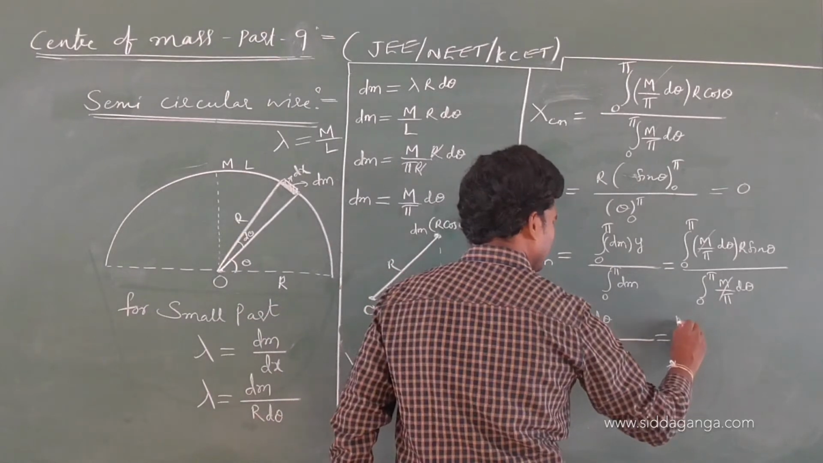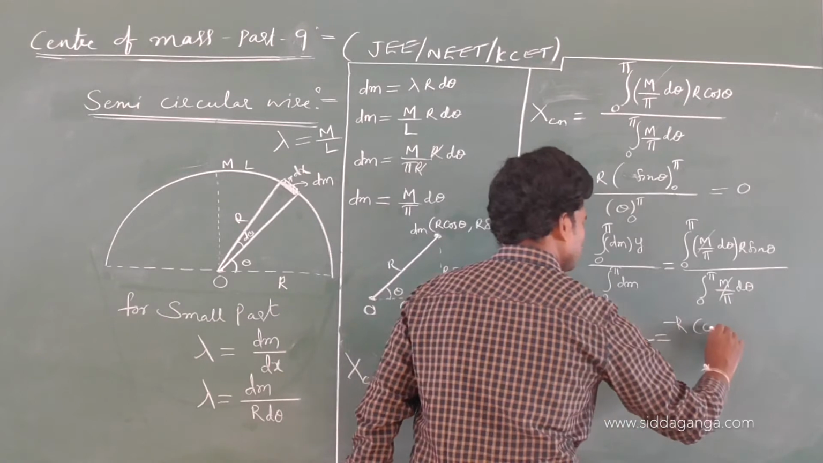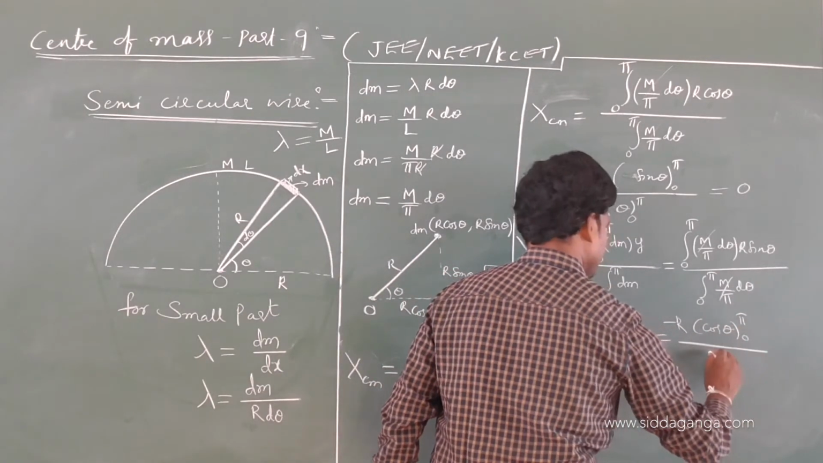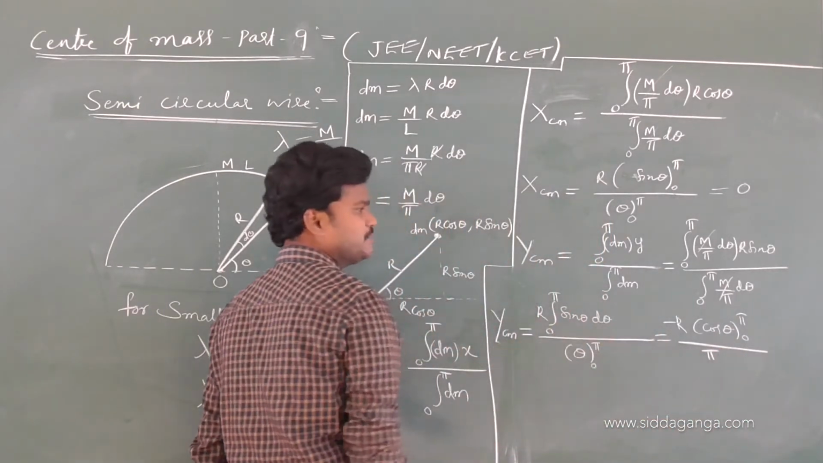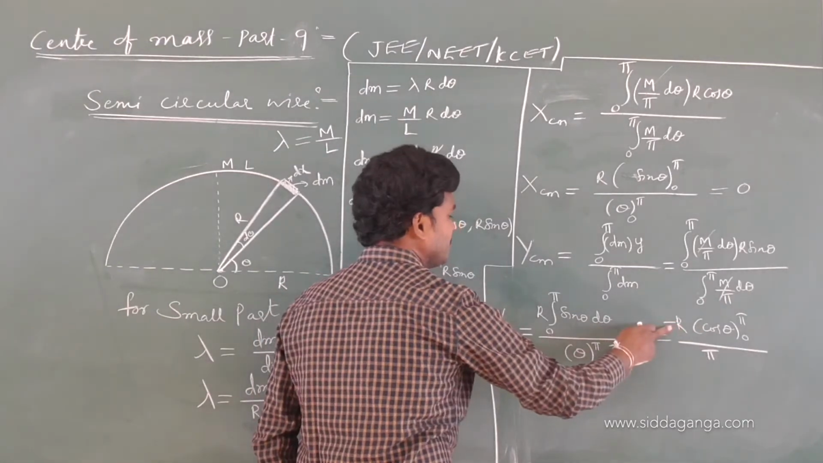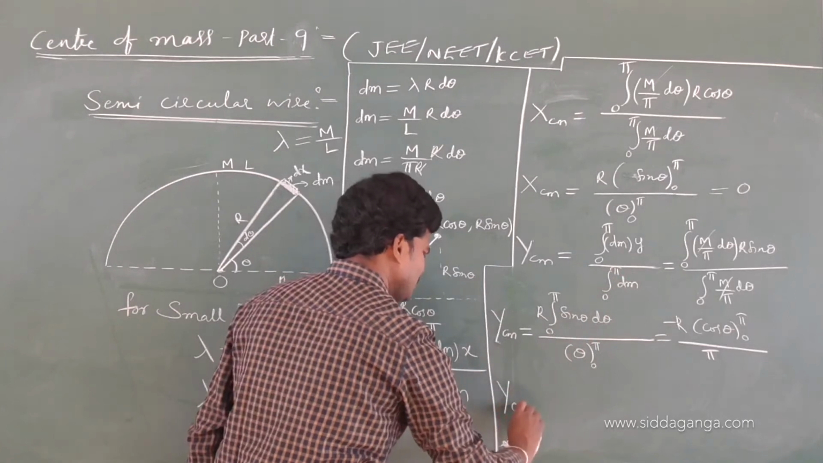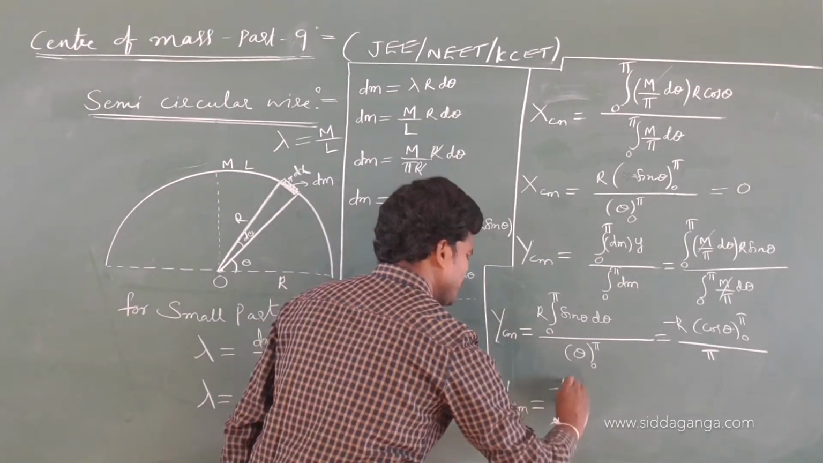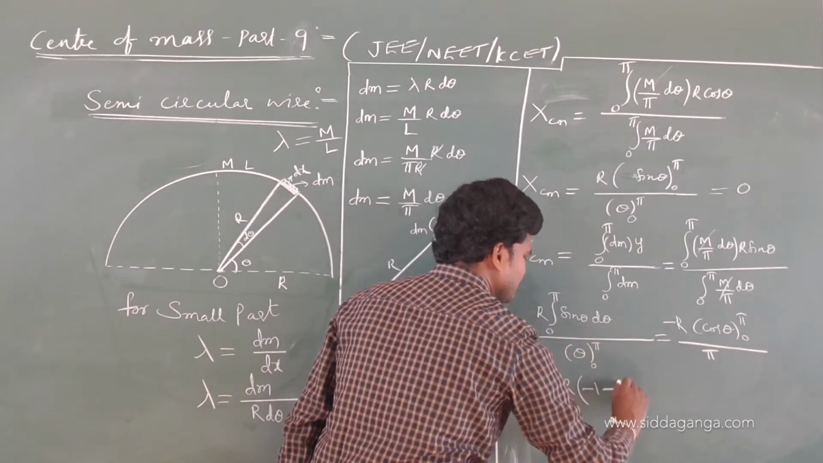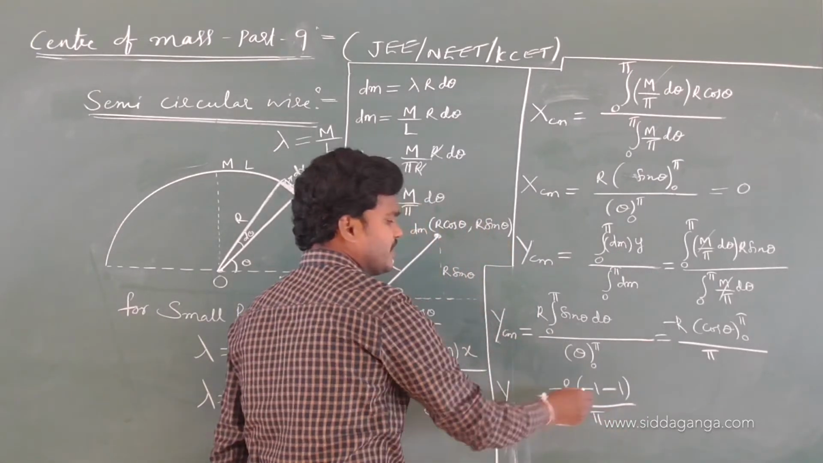So r times the integration of sin theta is minus cos theta. Let me write the minus outside, cos theta. Limits are 0 to pi. Now substitute the upper limit and lower limit. I have written the minus already. So the y coordinate of the center of mass is minus r times (cos 180 minus the lower limit cos 0), over pi. So minus minus is plus.